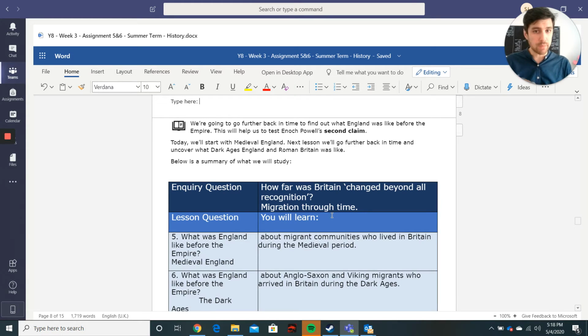Today we'll start with medieval England. Next lesson we'll go back further in time again and uncover what Dark Ages England, and then in the final lesson, what Roman England were like. So if you like, we're going in kind of reverse chronological order. We're starting with the most recent one, medieval England. Then we go back to the Dark Ages, that's the Anglo-Saxon times. And then we go back further again to the Romans and Roman Britain.